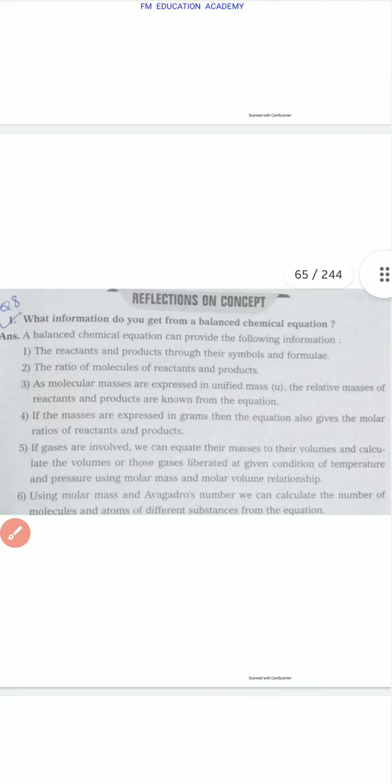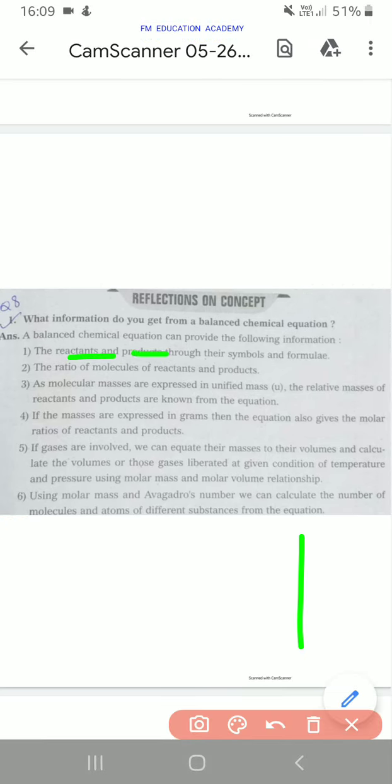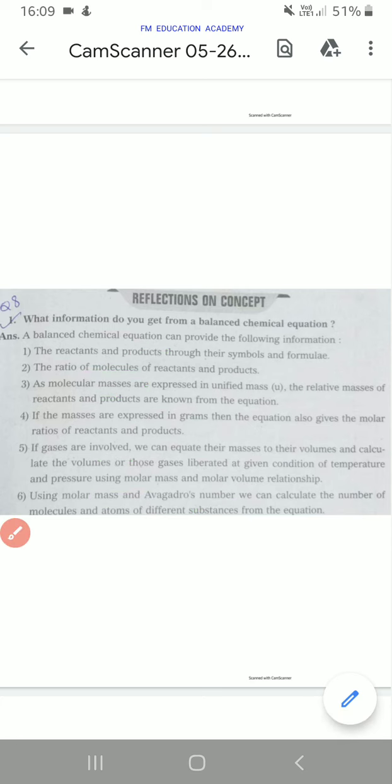Next, what information do you get from a balanced equation? Study all this. It will give you reactants, it will give you products, the ratio of molecules, molecular mass, then what happens if gases are involved, molar mass, Avogadro's number, all this you study.